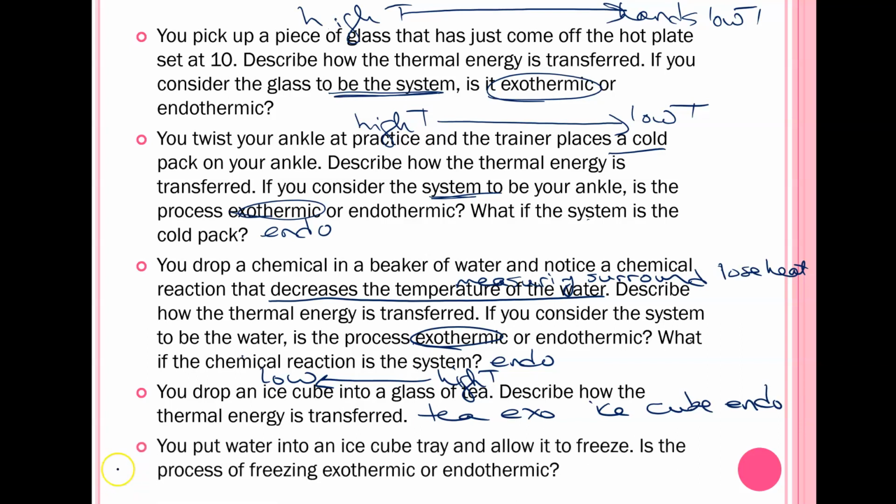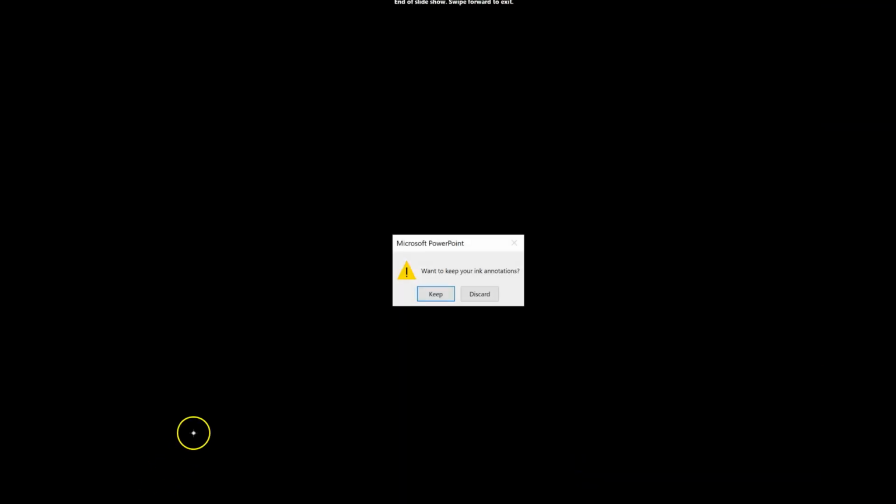This is probably the hardest one for people to recognize, and it's something we do all the time. So you put water into an ice cube tray and you allow it to freeze. Is the process of freezing exothermic or endothermic? Okay. So when it's freezing, the reaction is, wait a minute, go back.